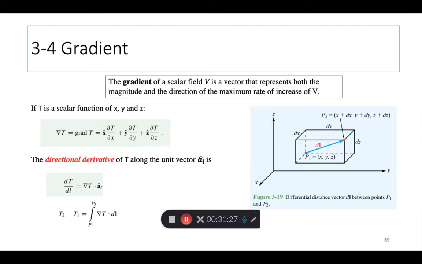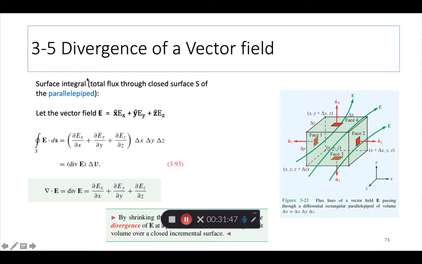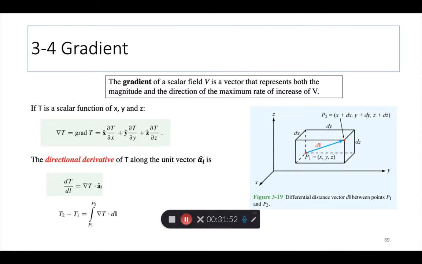So, with all that background, let's start looking at what's in this section 3-4 in our textbook. Again, I told you we are going to look at the gradient, the divergence, the curl and the Laplacian, four different things in this section. Okay. So, starting with the gradient, actually they are each in a different section by itself in the textbook.